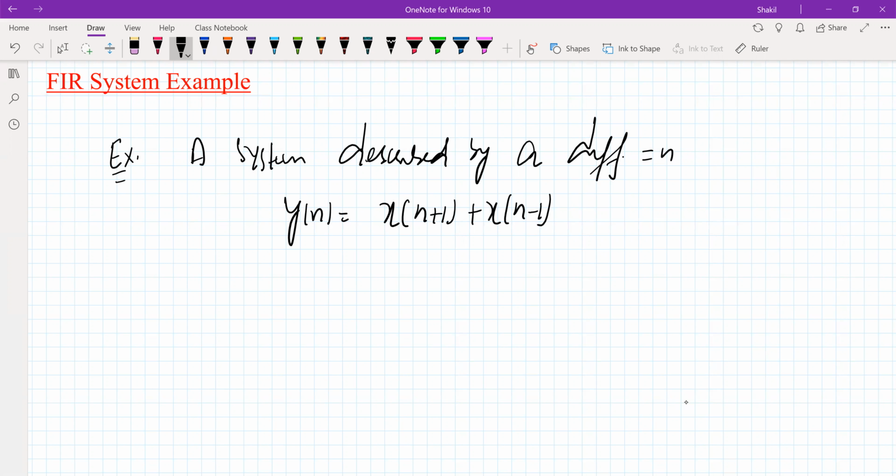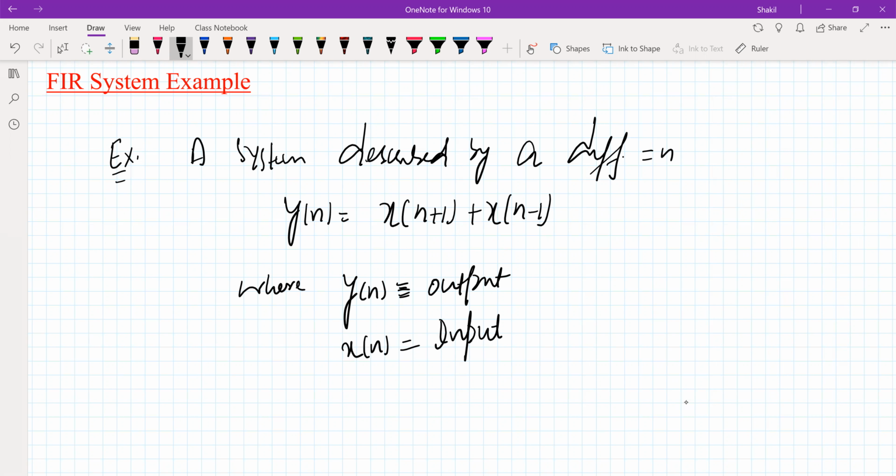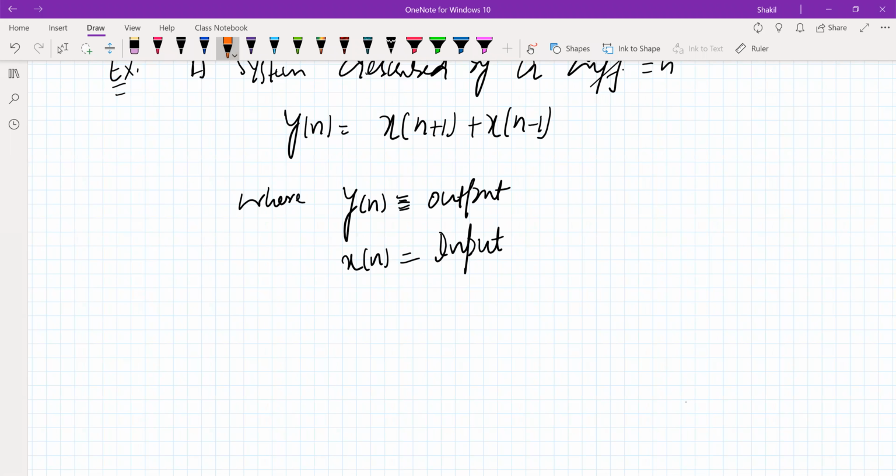So this is the difference equation where y of n is the output and x of n is the input. The first part of the problem is this: find the impulse response of this system.